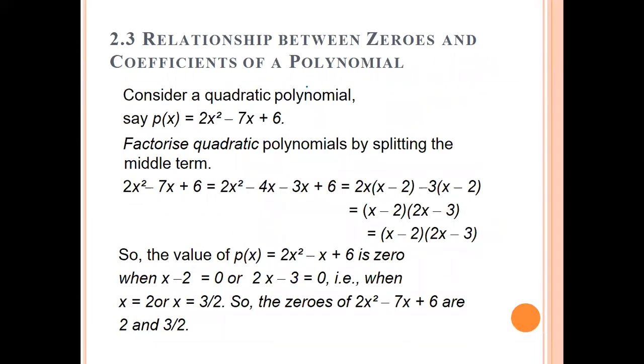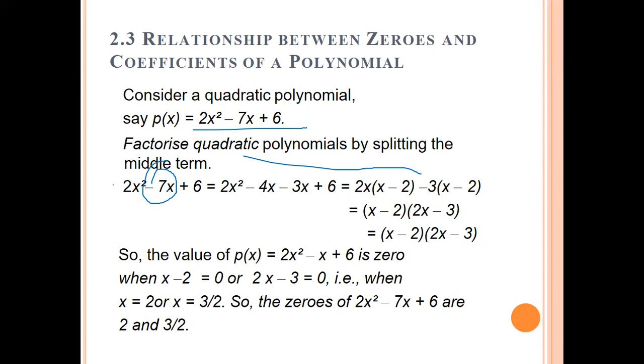Relationship between zeros and the coefficients of a polynomial. Consider a quadratic polynomial, say p(x) = 2x² − 7x + 6. Factorize the quadratic polynomial by splitting the middle term. Now we have to split this middle term, −7x. We have to split it in this way.